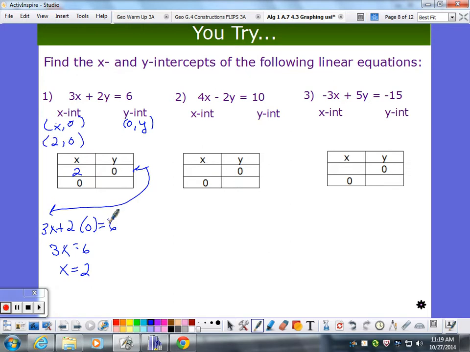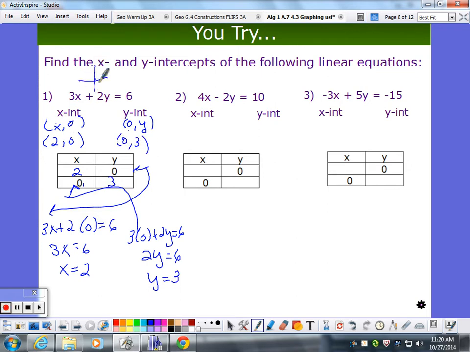Now the y-intercept occurs when the x is 0. So let's do that one. That's this one up here. So when does x equal 0? When 3 times 0 plus 2y equals 6. That's 0, right? So when does 2y equal 6? When y equals 3. So what point is this? 0, 3. The y-intercept.